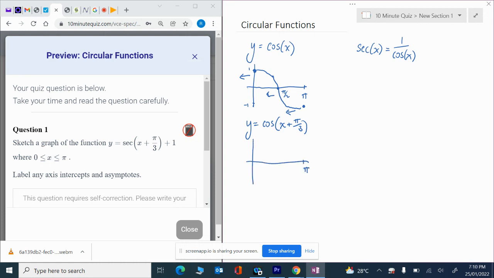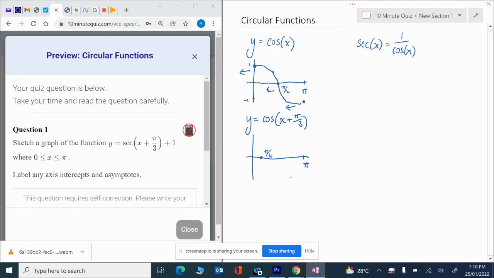So for this graph, this x-intercept, which was at π/2, once we subtract π/3, that's going to be down here at π/6. The minimum, which was at -1, is still going to be at -1, but once we shift it π/3 to the left, that's going to be (2π/3, -1).